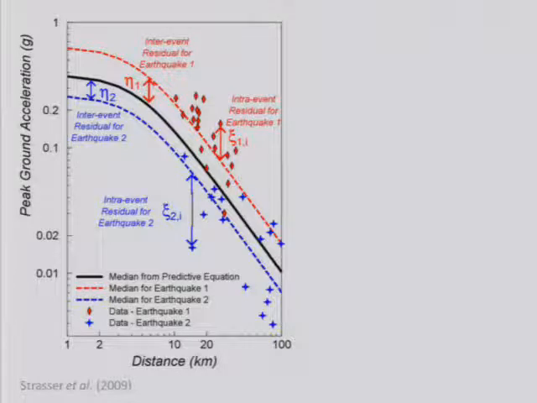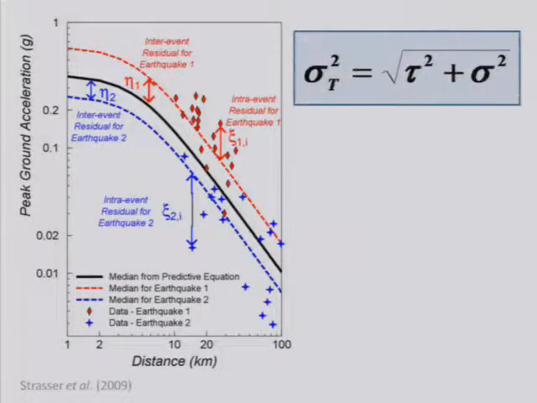These are inter-event residuals. Then within each of those, we have the intra-event residuals. How far was any individual observation from the average for that particular event? You can calculate it for any of them, but here is the illustration of an intra-event residual for event number 2. And it's very useful to break it down into these two components.